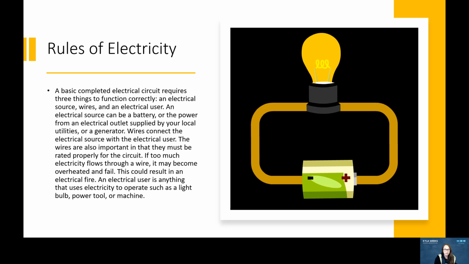The wires are also important in that they must be rated properly for the circuit. If too much electricity flows through a wire, it may become overheated and fail. This could result in an electrical fire. An electrical user is anything that uses electricity to operate, such as a bulb, power tool, or machine.